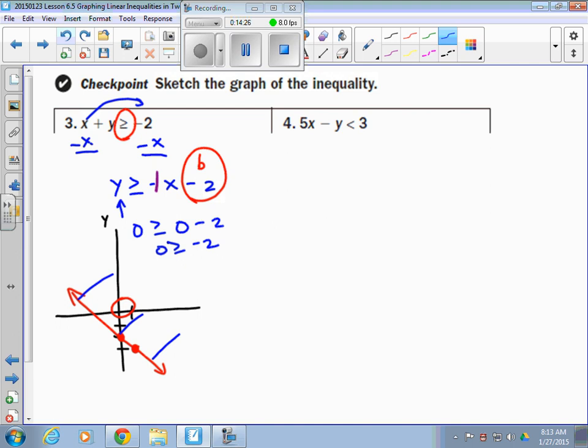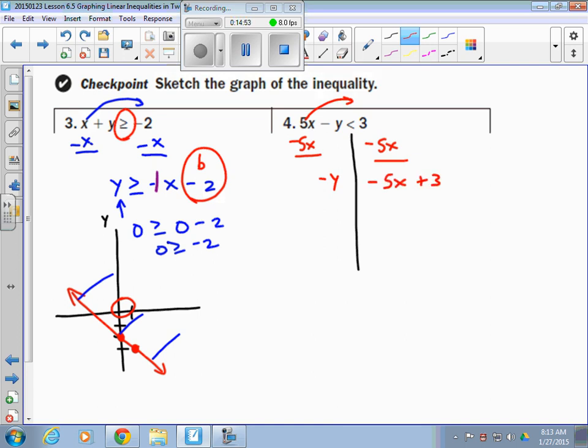Number 4 says 5x minus y is less than 3. Move it to where it says y equals mx plus b. That's what we're trying to get. So the first thing you want to do is move 5x over by subtracting it since it's positive 5x. If you do it to the left, subtract 5x on the right. That leaves you with negative y on the left, negative 5x plus 3.